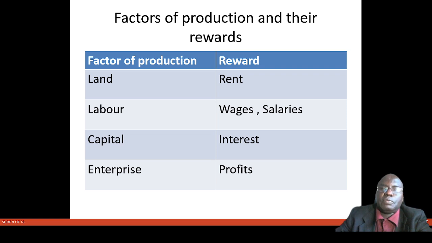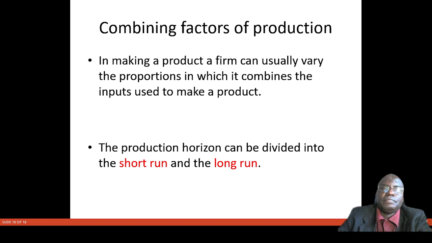Now, factors of production and their rewards. Land, the reward is rent. Labor, the reward is wages and salaries. Capital, the reward is interest. Enterprise, the reward is profits.